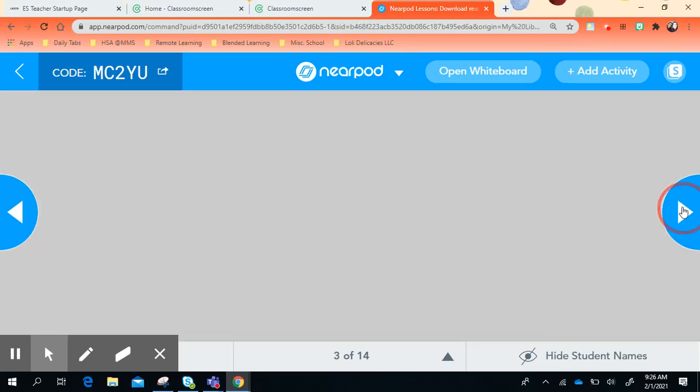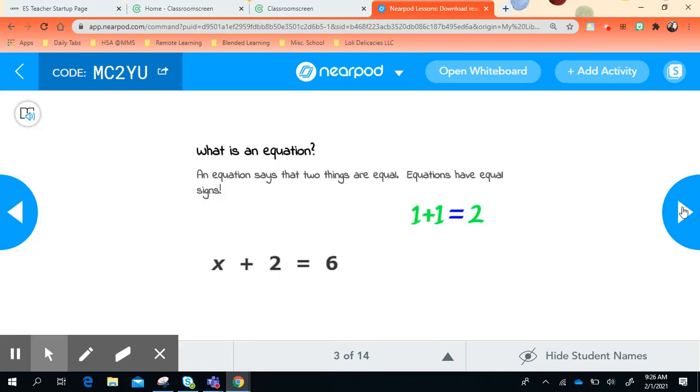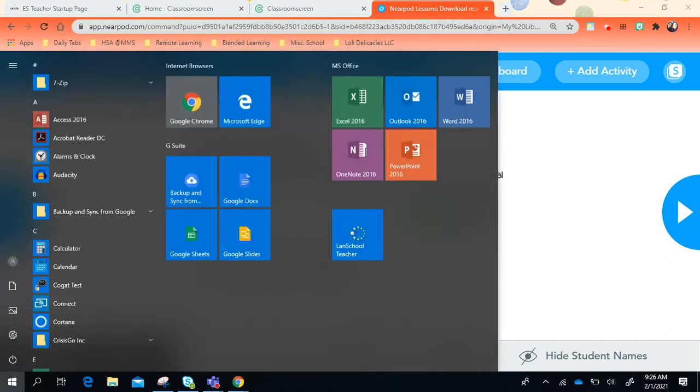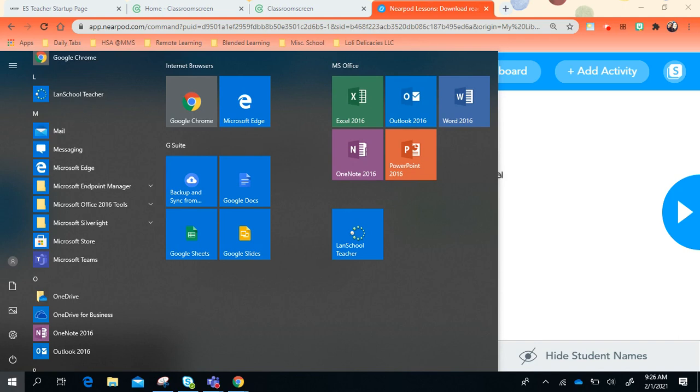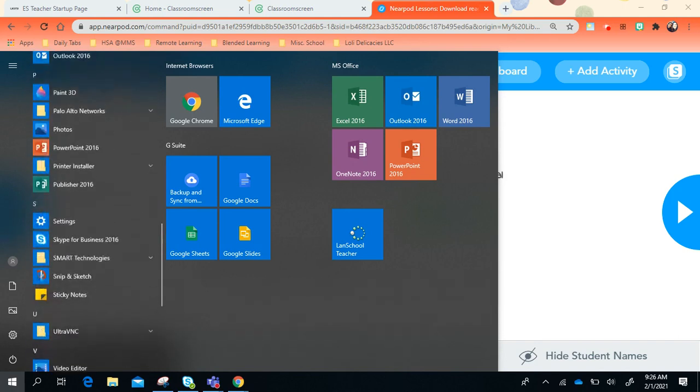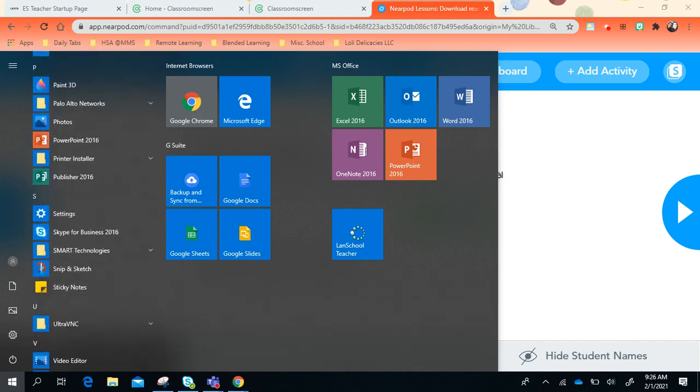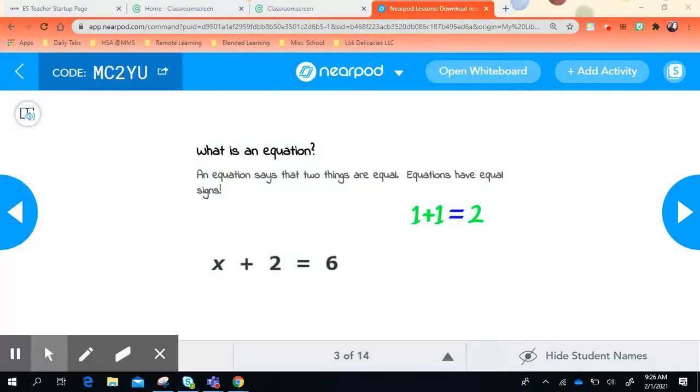Okay, so I am going to walk us through this slowly. Why am I going to walk us through this slowly? Because last year, you guys did not get to equations like you were supposed to. Why? Because of COVID, and that is okay. So this year we're going to start with some 6th grade material.